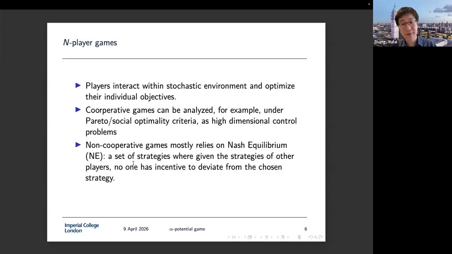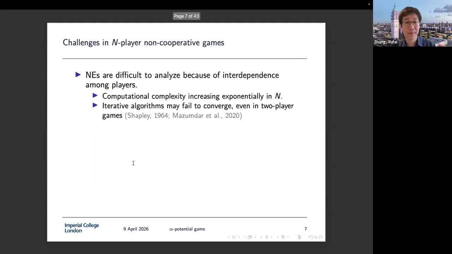And as you can see, by the definition of the Nash equilibrium, there is a strong coupling between all the players' strategies at Nash, which makes the computation of Nash challenging. In fact, it is known that in the worst case, the complexity of computing Nash equilibrium increases exponentially in terms of the number of players. So this is very intuitive.